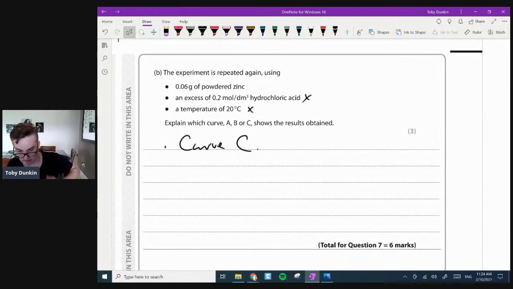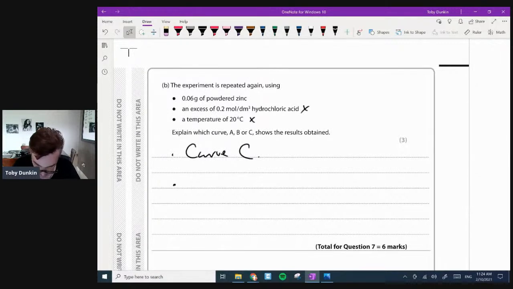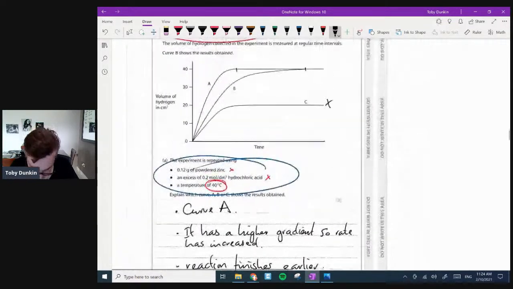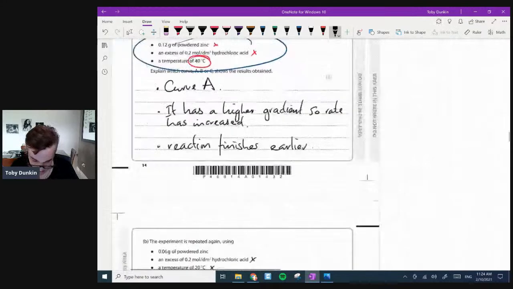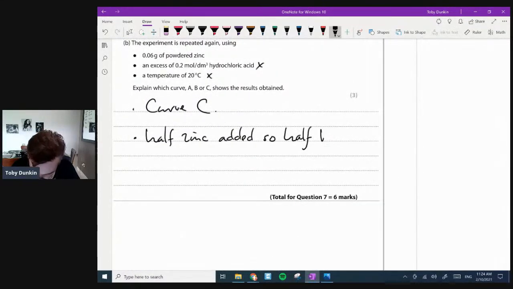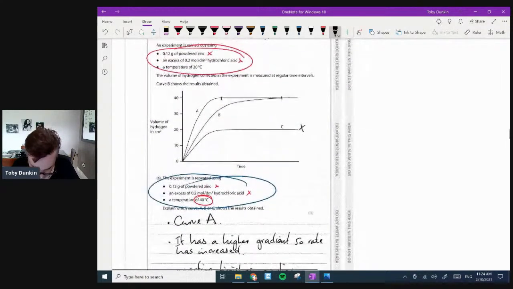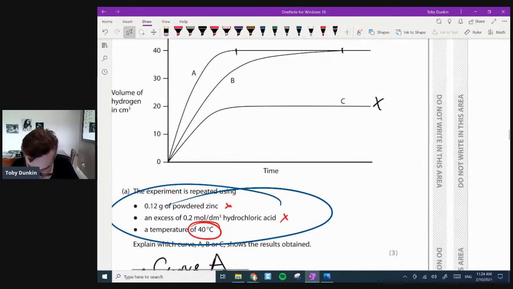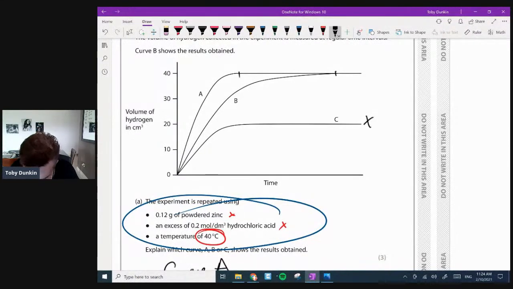Because the powdered zinc, then nothing else has changed. That's actually an incorrect graph. So it has half zinc added. Are they collecting hydrogen gas here? Yeah, volume of hydrogen. So half the volume of H2 collected. That's interesting because it has changed, the rate is slower. Really interesting. It's also finished earlier. It's really weird.